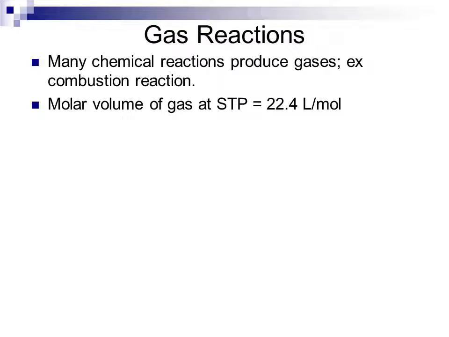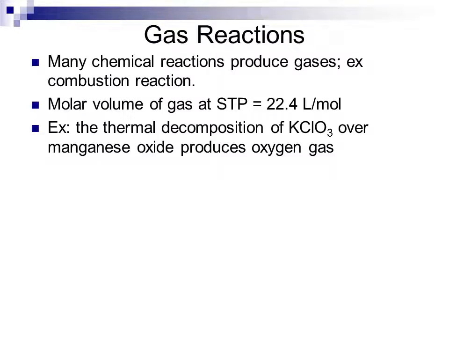When we look at gas properties, we know that the molar volume of a gas at standard temperature pressure conditions is 22.4 liters per mole. So if we look at something like a thermal decomposition of potassium chlorate over manganese oxide as a catalyst, we find that this produces oxygen gas as a product.